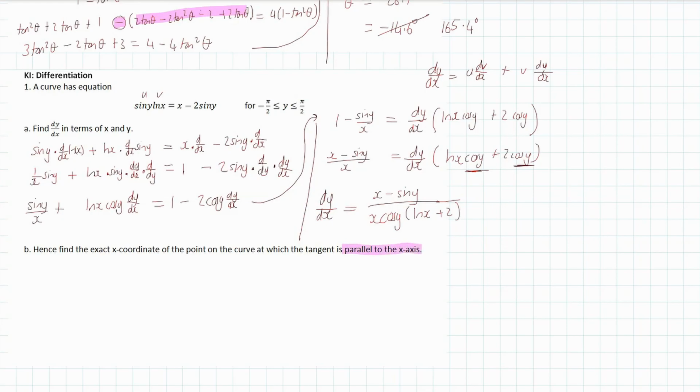Parallel to the x-axis. Well, that means that it's got a gradient of 0. So the gradient is 0, which means that your denominator must be 0. So at this point, we're just going to go x minus sine y equals 0. So we can say that x equals sine y. And we want the exact x coordinate.